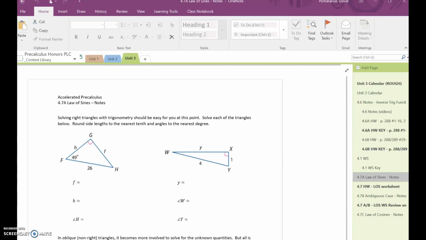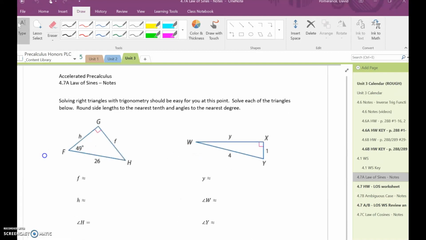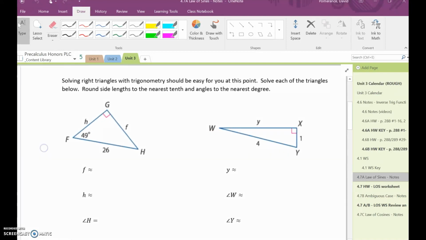4.7a, Law of Sines Notes. We're going to start these notes with a review problem or two. These should be pretty easy at this stage of the game. We're going to go ahead and try to solve each one of these triangles. And what that means is find all the missing sides and find all the missing angles.